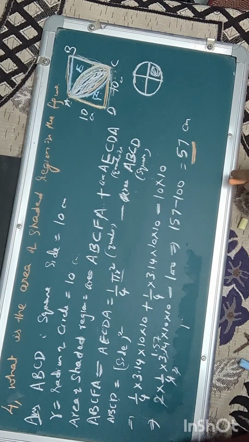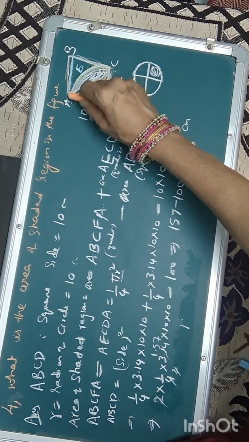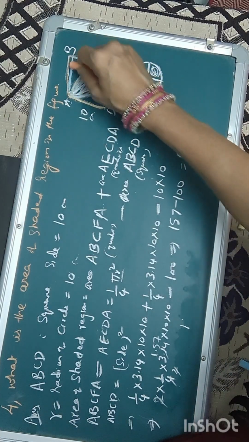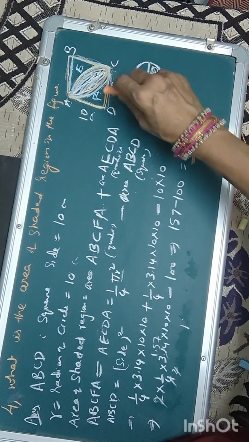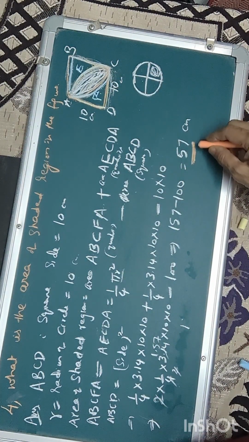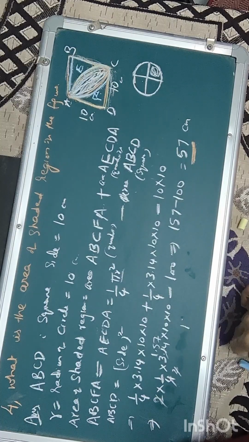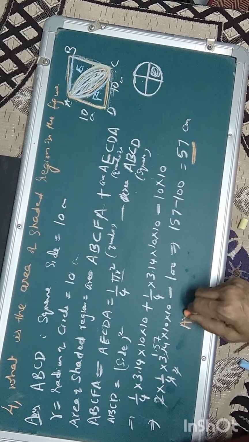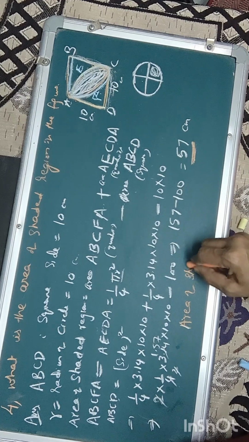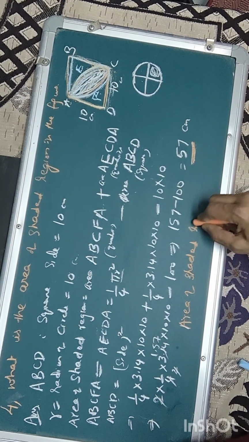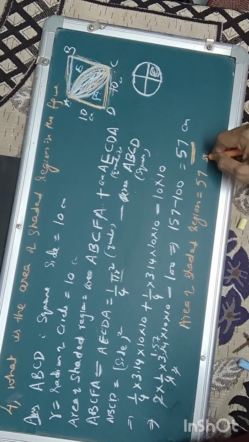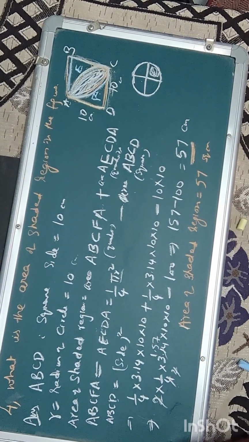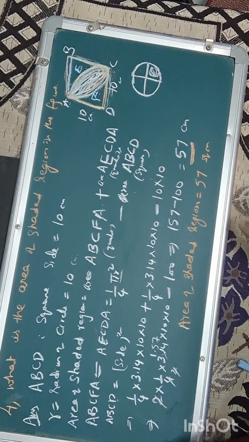So how did we get it? This is one quadrant and this is the other quadrant. We added two quadrants and deducted the square area from that. Then we'll get the shaded area. Area of shaded region is equal to 57 square centimeters. Area is measured in square centimeters. So this is the answer.